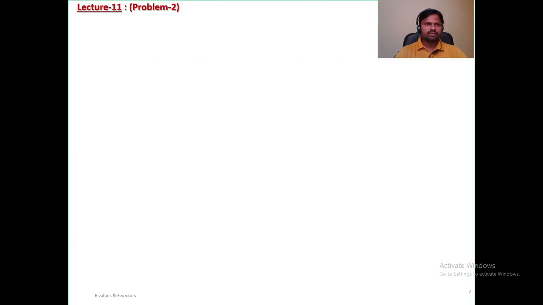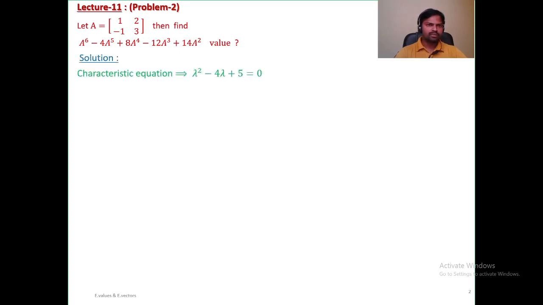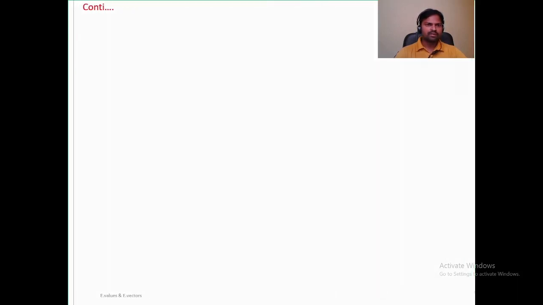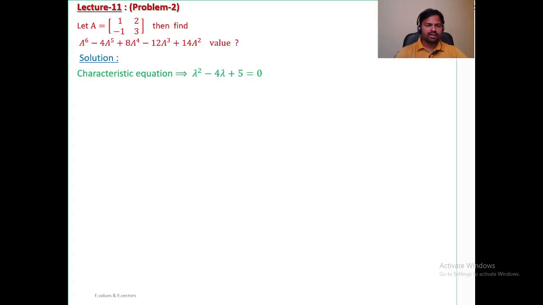In the last lecture, problem number 2, I solved by finding the required terms one by one: A power 2, A power 3, A power 4, A power 5, and then A power 6. We can do this in a second way also, which I will do now. The characteristic equation we got is lambda square minus 4 lambda plus 5 equal to 0. From here I will continue. Second method: we will do the same problem like this also.